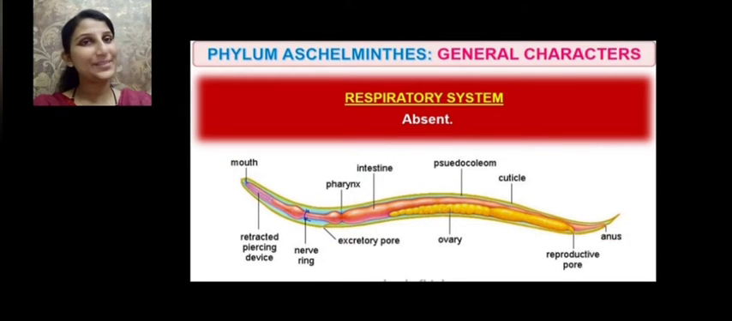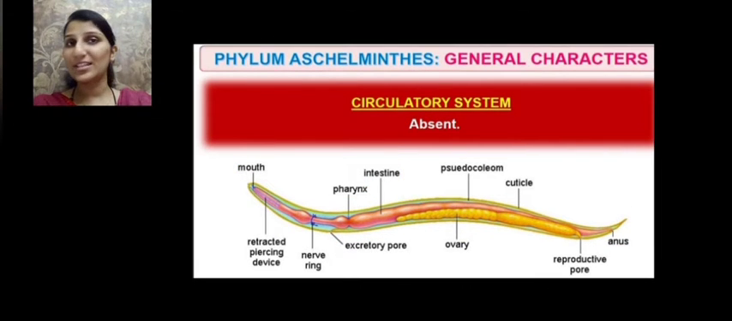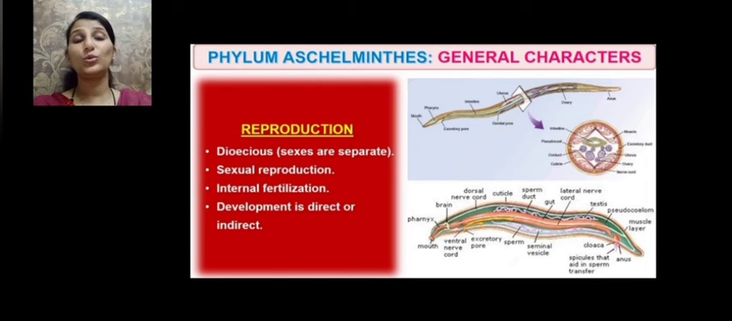And the respiratory system is again absent. Circulatory system is also absent. Even though they have an organ system level of organization, the respiratory system and the circulatory system are absent, whereas the digestive system is even more organized.